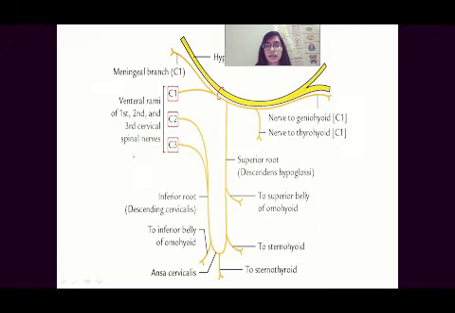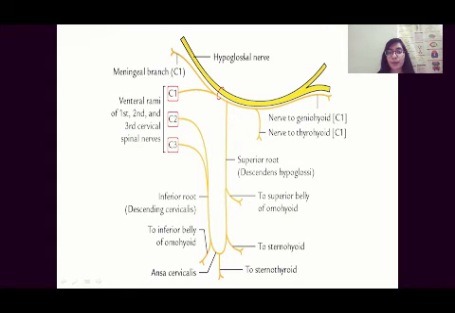Now next, this is the ansa cervicalis, whatever I am talking about, and I know you all are very well oriented to this diagram also, because it has come many times in our exams and is given in our anatomy book, BD Chaurasia also. It is most commonly asked in your exam, so I request you, if you are watching this video, please learn this diagram.